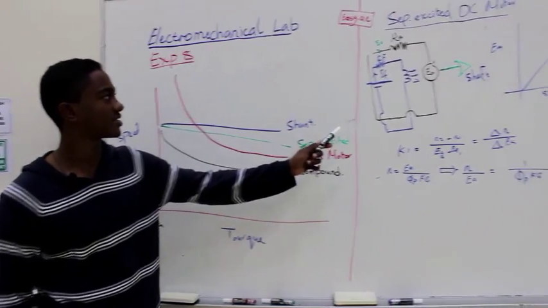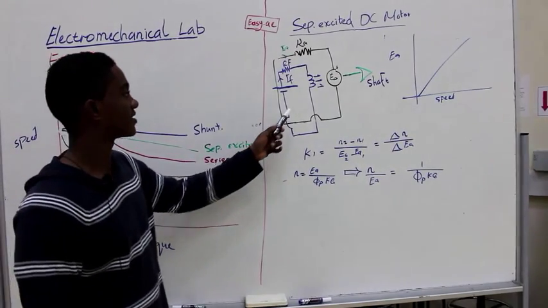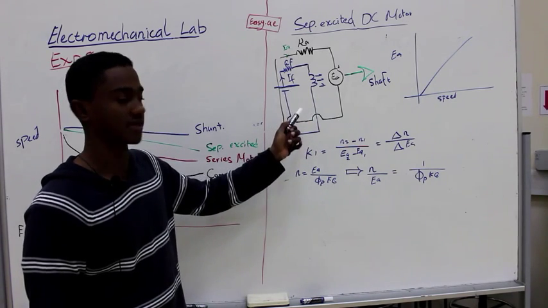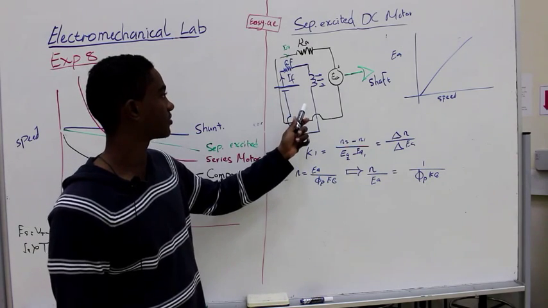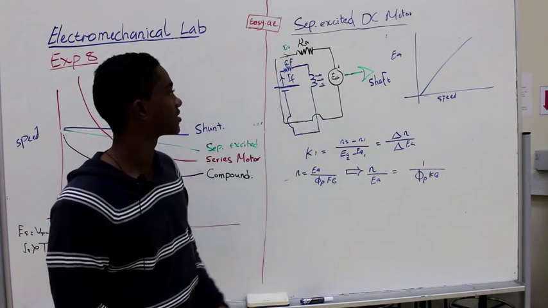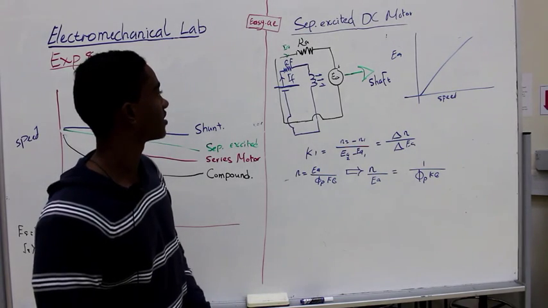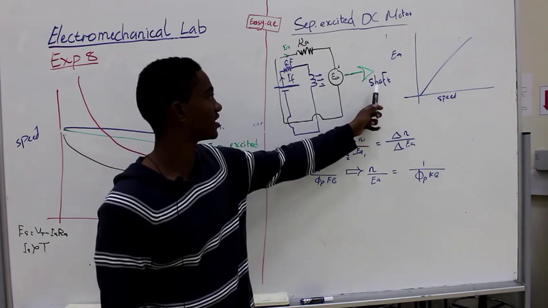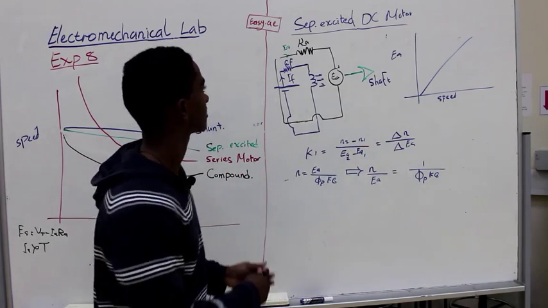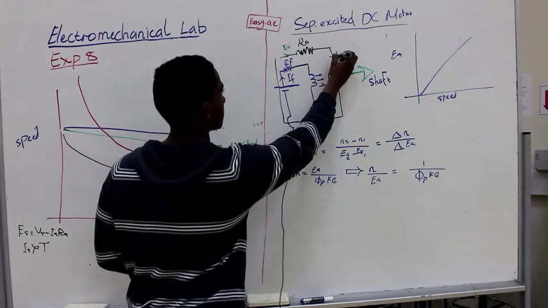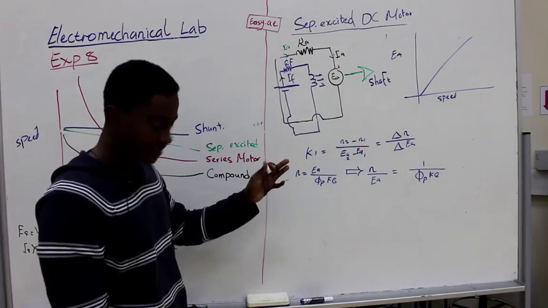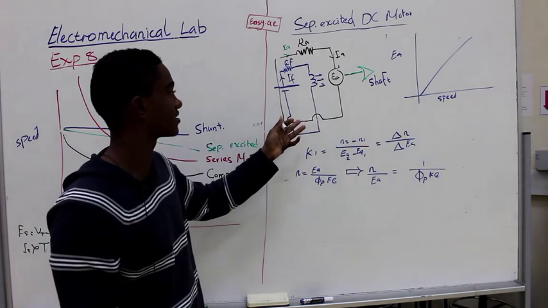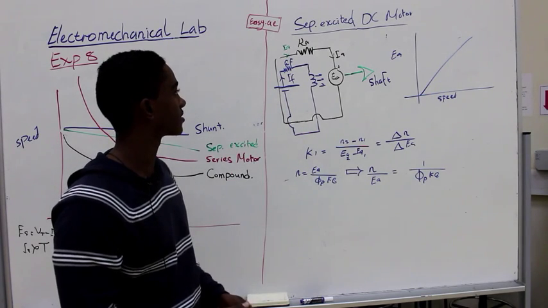As you can see in the separately excited DC motor circuit here, the field circuit, which is in blue, and the armature circuit are electrically apart. They're not connected. There is no current connection between the field circuit and the armature circuit. So when you change the torque, which is the load connected to the shaft, what changes here is IA, the current of the armature circuit. When IA changes, the field circuit is not affected by that because it's electrically disconnected.